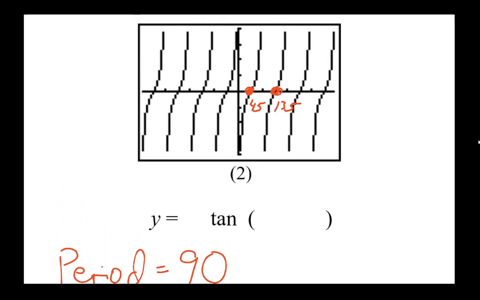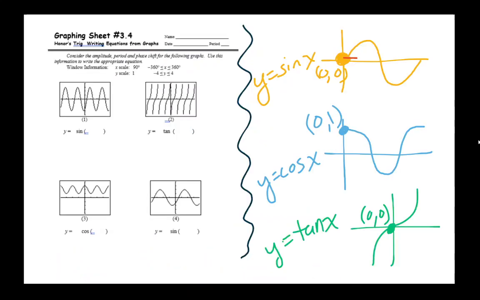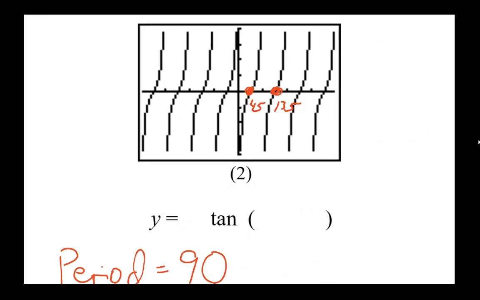Ready to talk about the shift? Oh yeah, to talk about the shift is to talk about the original y-intercept. Oh, where did the original y-intercept go? Where could it be? Okay, if you think about the original y-intercept of a tangent graph, it starts right there at 0, 0. But where did it go? That's right, it shifted 45 degrees to the right. It shifted to this point.